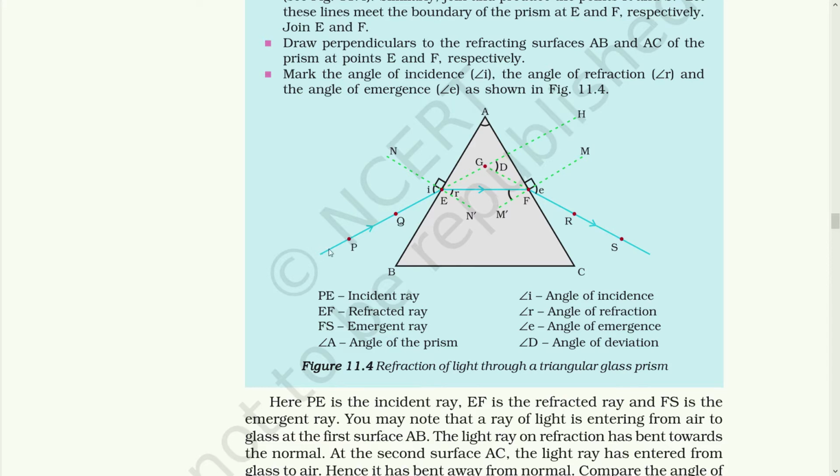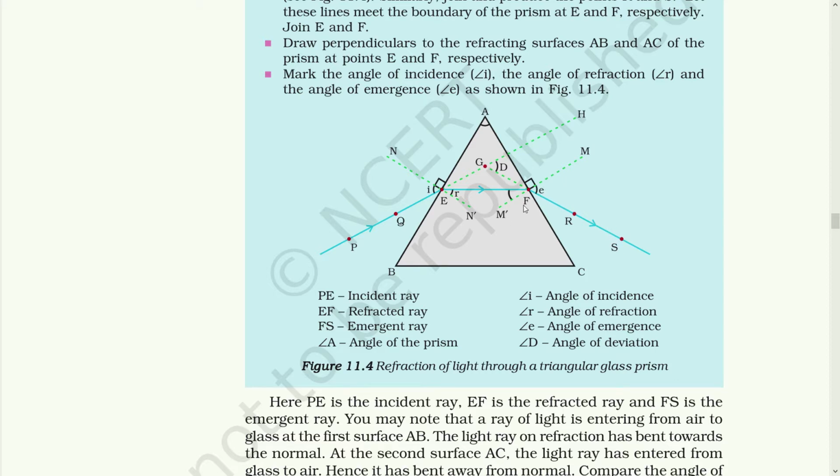When the light passes from air, a rarer medium, to the prism, a denser medium, it will surely bend because there are two different transparent media through which the light is traveling. Point E is the surface which separates both the media. So here you will get a bending effect of the light. But while it emerges out from the prism, it again bends. But this time it bends away from the normal.